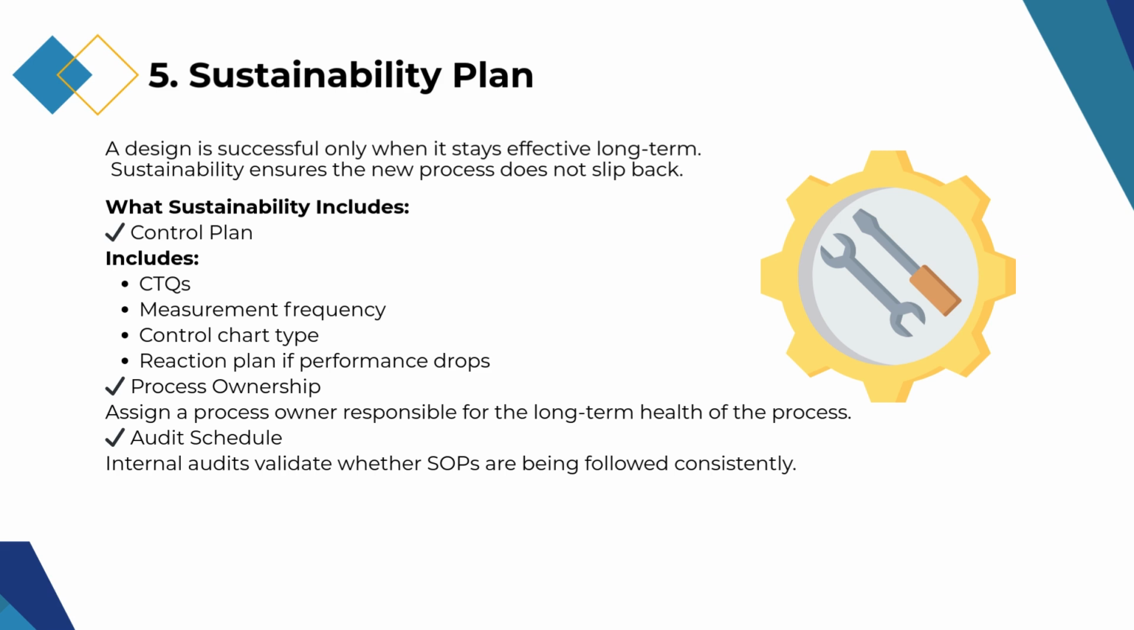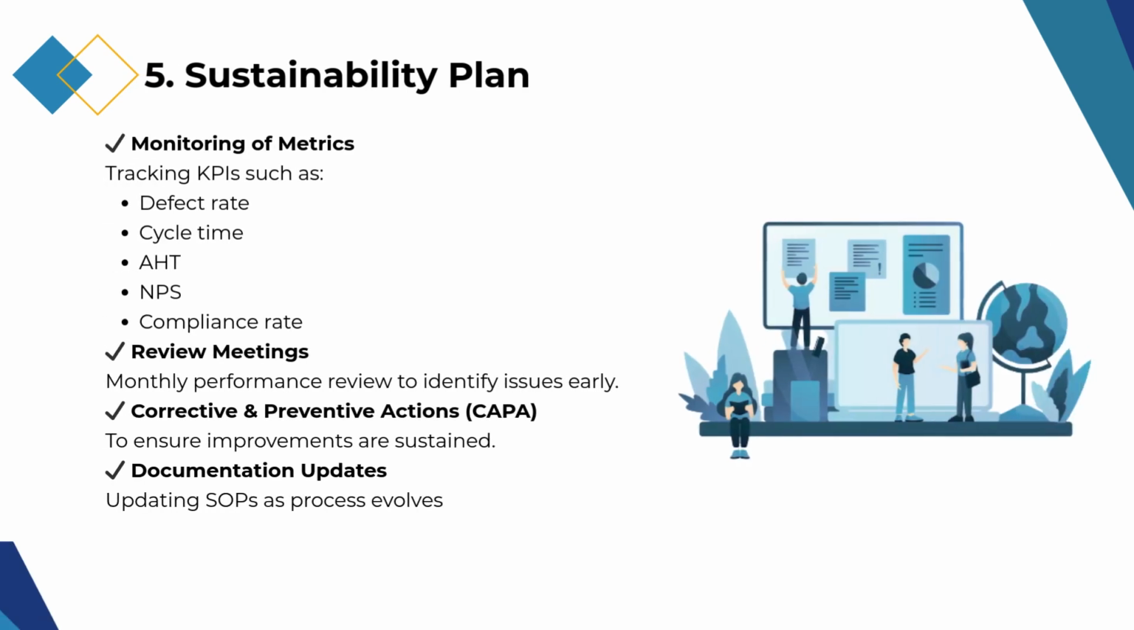It covers having a control plan with CTQs, measurements, control charts, and reaction plans, assigning clear process ownership, and using regular audits to make sure SOPs are consistently followed. This slide focuses on sustaining improvements by regularly monitoring key metrics like defect rate, cycle time, AHT, NPS, and compliance. It also highlights monthly review meetings, COPA actions to address issues, and updating SOPs as the process continues to evolve.